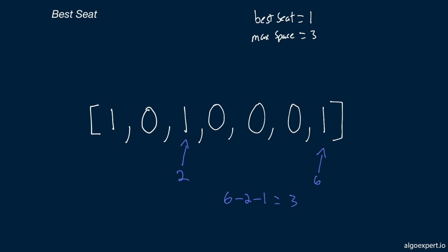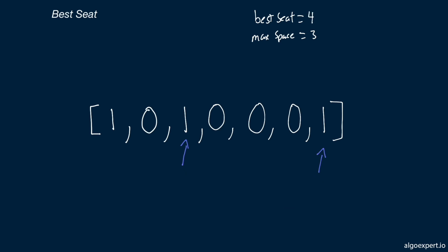And now the best seat will be the middle index. So that is 6 plus 2 divided by 2, so that is 8 divided by 2, which of course equals 4. And again, this makes sense because index 4 is this index here, which is the middle of these zeros. So we can update the best seat to now be 4.